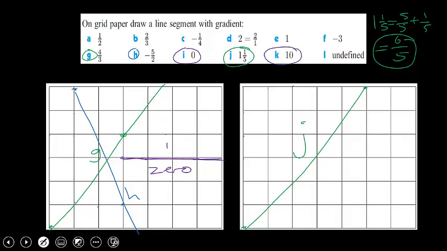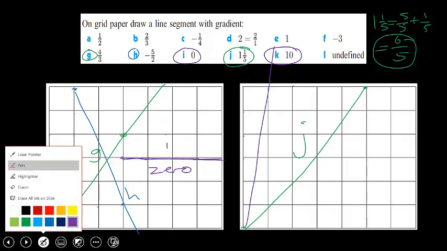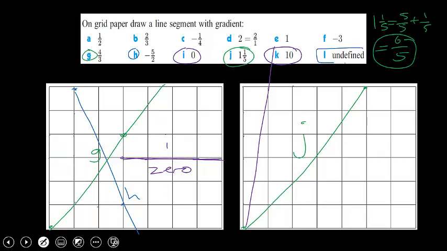K. K is 10. Unfortunately, I can't draw 10 on here because my graph paper only does 6. But K would be 10 up and 1 to the right. It would look something like that, okay? And then L, that's just a rough estimation. L is undefined. Undefined means that it has got 0 at the bottom, meaning that the x value doesn't change. So no matter where I draw it, the x's stay the same. And this over here is L, that is undefined.